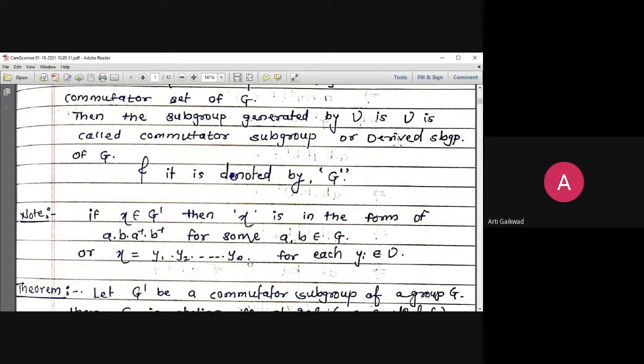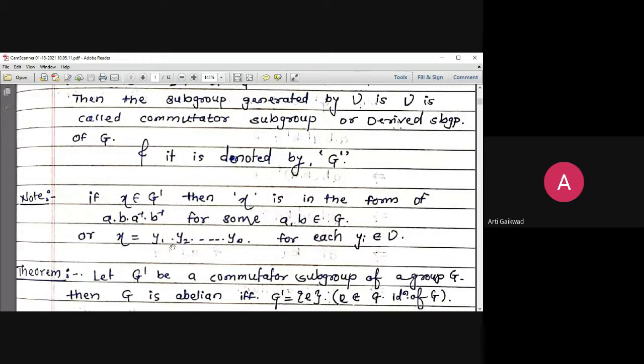But what is the meaning of the subgroup generated by U? It means the smallest subgroup containing U. Hence all these terms, a1 b1 a1 inverse b1 inverse for y1, a2 b2 a2 inverse b2 inverse for y2, up to yn, the product of all these is going to be in G dash. Why? Because by closure property, the product of y1 y2 up to yn, which is equal to x, is an element of G dash.